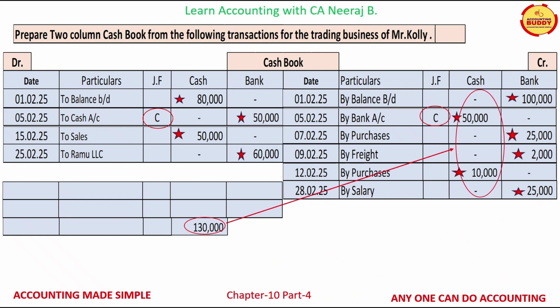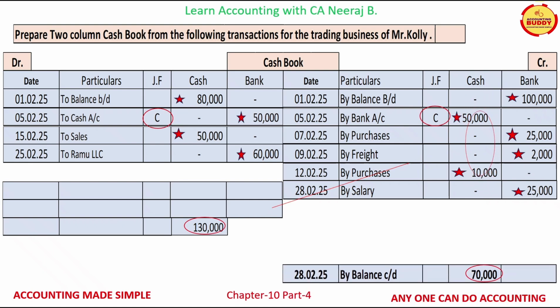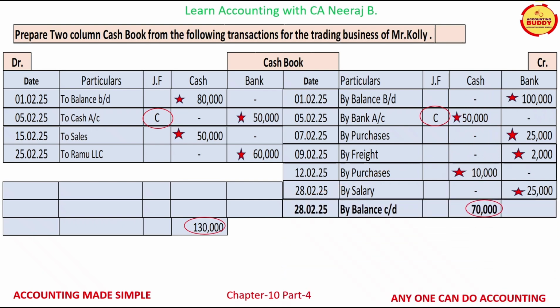Now, if we deduct all the cash column transactions on the right hand credit side of the cash book from the total of the cash column on the left hand debit side, we are left with a balance of $70,000, which will be the closing cash in hand balance as on the last day of February 25, that is 28th February 25, and will be written as "by balance carried down." This makes the total of the cash column on the right hand credit side also equal to $130,000.